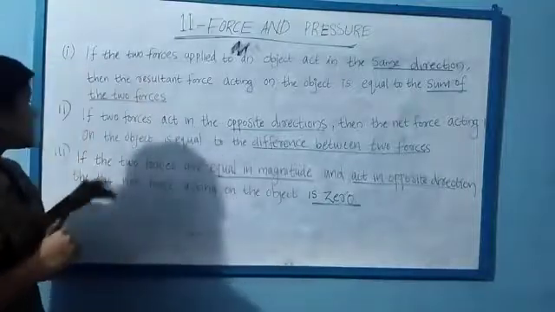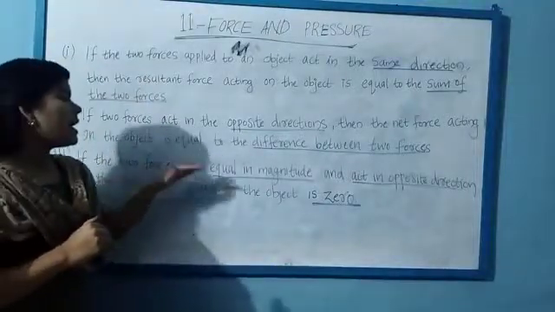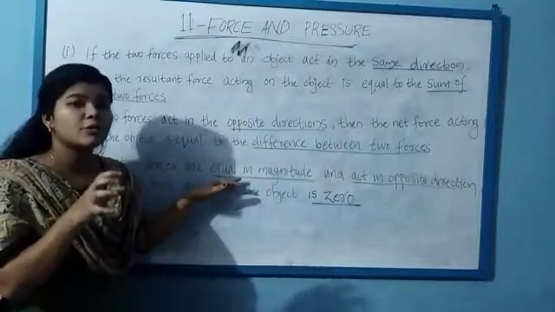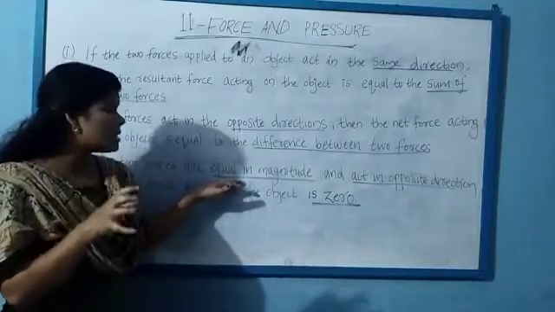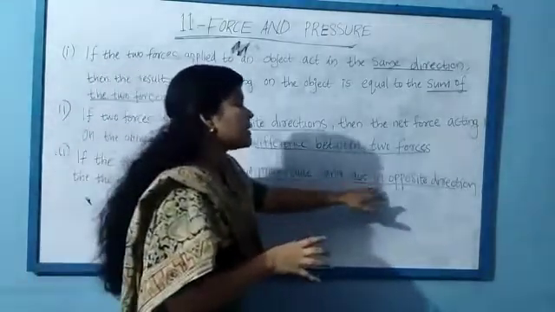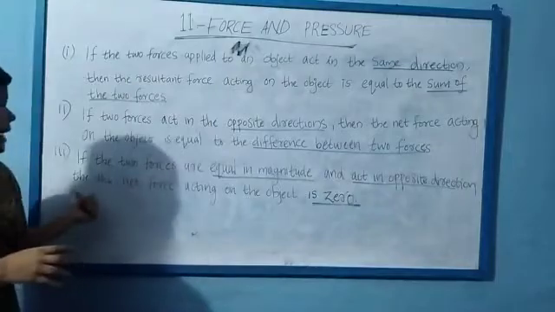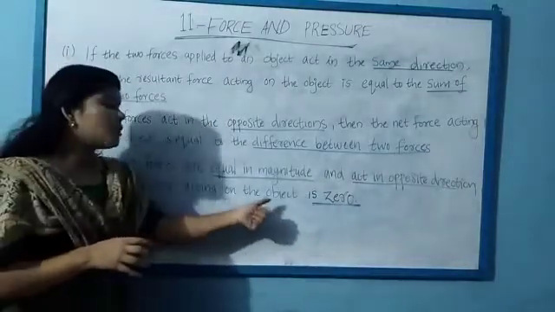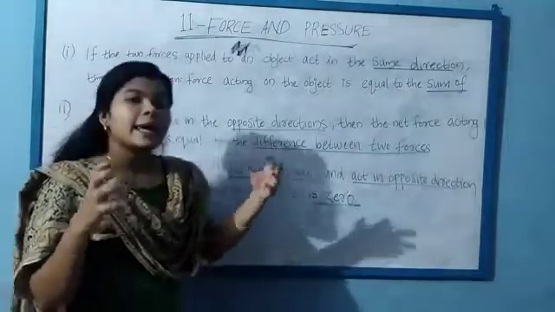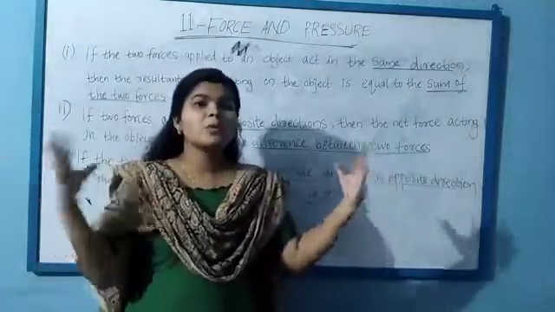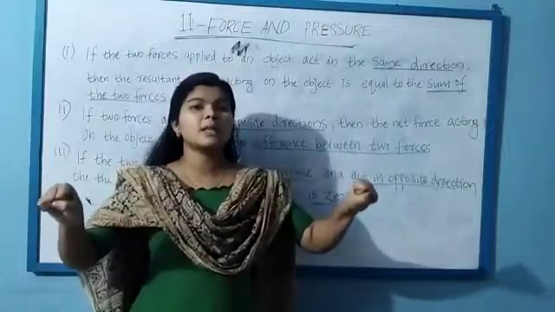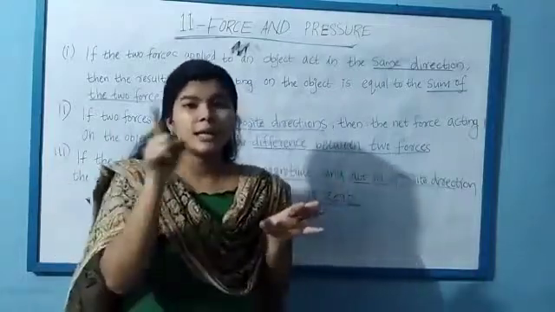And the third one is, if the two forces are equal in magnitude, the same value of force is applying, and is acting in the opposite direction, then the net force acting on the object is 0. When we are applying equal forces in the opposite directions, here the net force is 0.